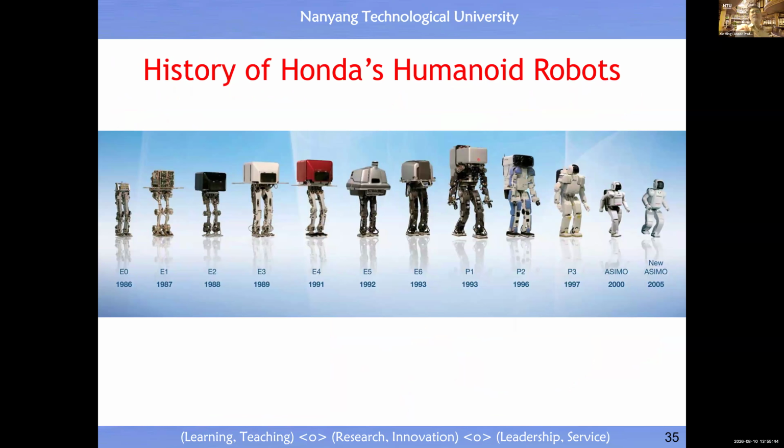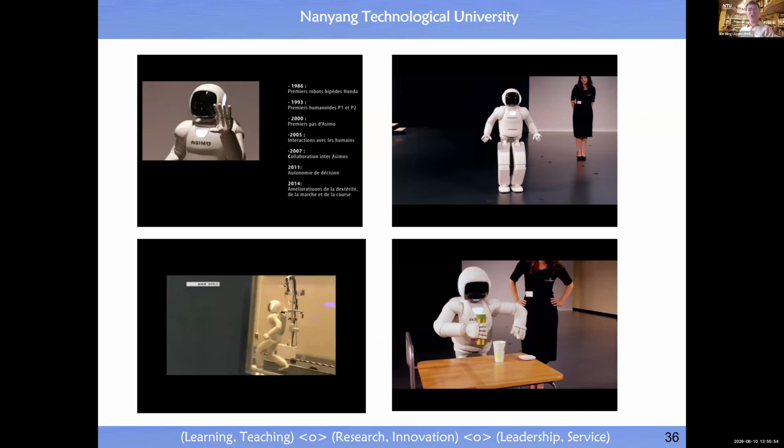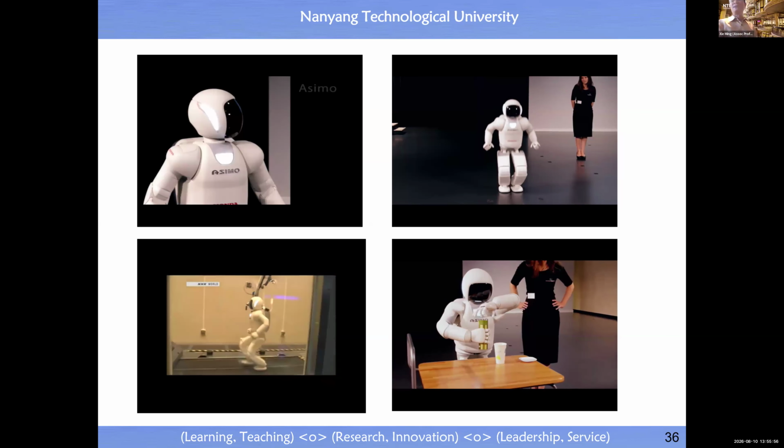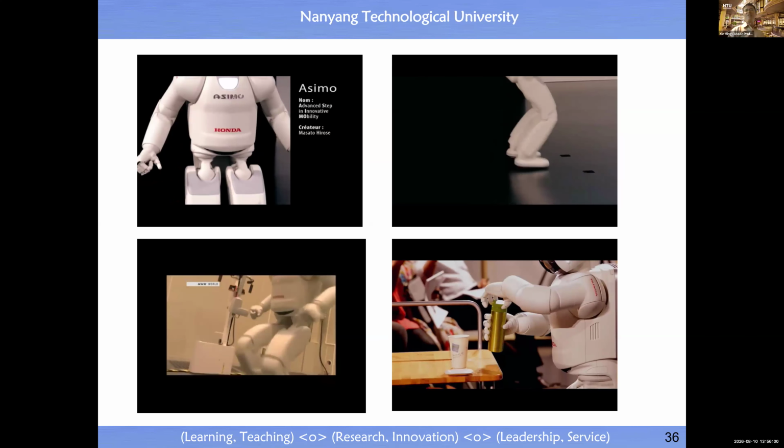Okay, for a single company, you see this is the history of the development of robots by Honda, and here you see some very advanced demonstrations made by Honda's Asimo humanoid robot. All these videos you can find on YouTube.